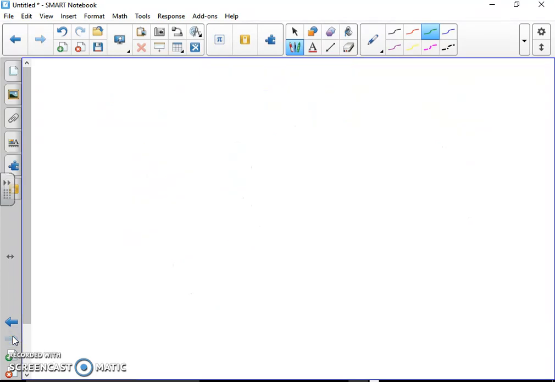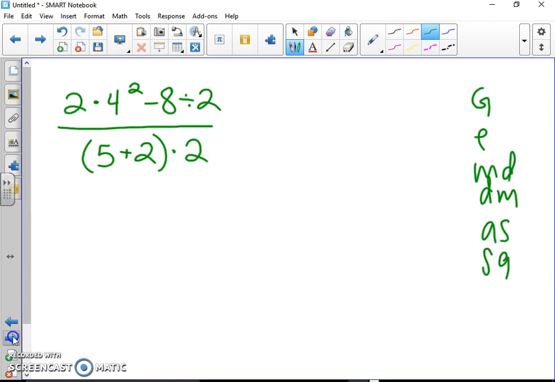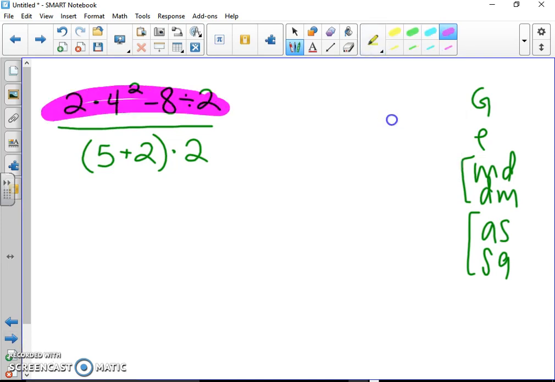Let's try another one. So this one has a large grouping symbol, a division bar, and we have 2 times 4 squared minus 8 divided by 2, all of that over, in parentheses, 5 plus 2 times 2. All right, my GEMDAS. I know these, I go left to right. Okay, so I'm just going to focus on the top part. I don't really care about the bottom part right now. I'm just going to focus up here.